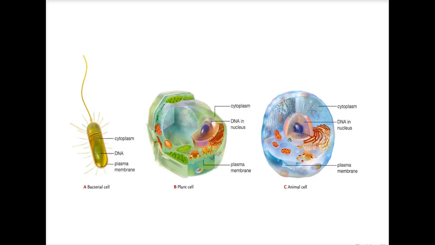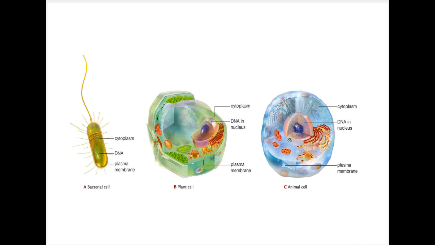So here's a comparison. In A, we have a prokaryotic cell or a bacterial cell, which is in essence composed of a plasma membrane, which is a phospholipid bilayer. In that phospholipid bilayer, we have a cytoplasm. And in the cytoplasm, we have genetic material, DNA, as well as ribosomes. There are also some external features of this prokaryotic cell that help it adhere to surfaces and move.